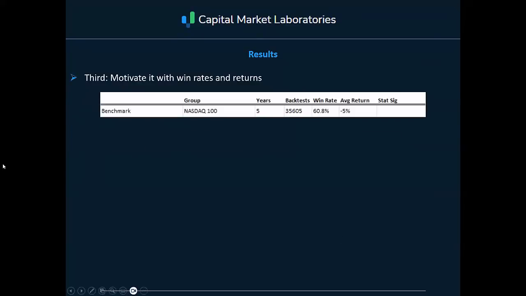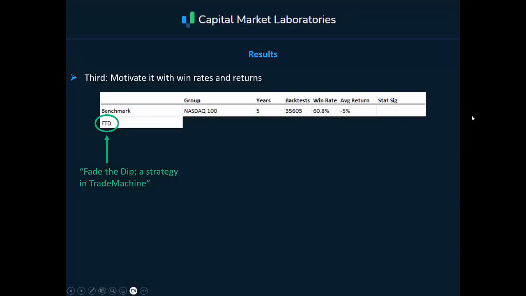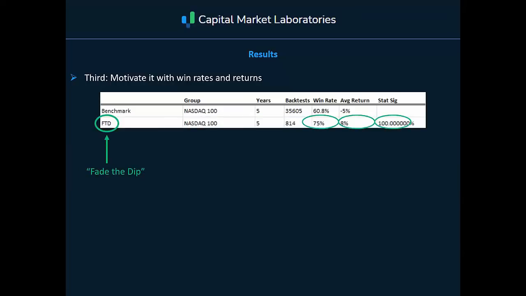We just did the benchmark, selling a put spread. These are the same numbers that I just showed you. Now, I'm going to show you a strategy that's in Trade Machine, fade the dip. It's also selling a put spread, but only when certain technical conditions are met. The win rates go from 60% to 75%. The average returns go from a loser to a winner, and the statistical significance is through 32 decimals, through floating point precision.